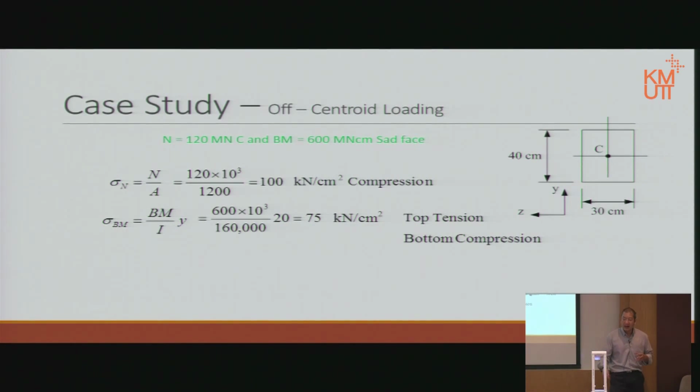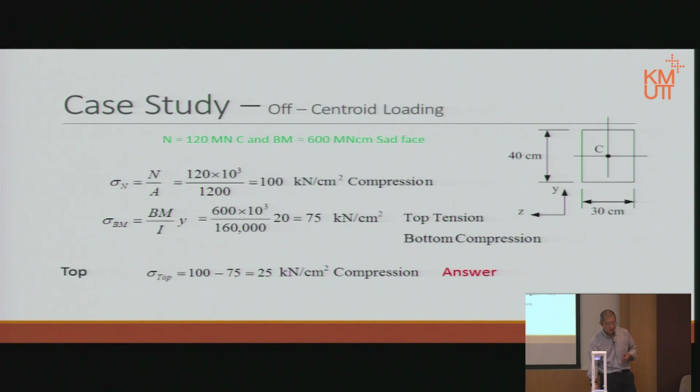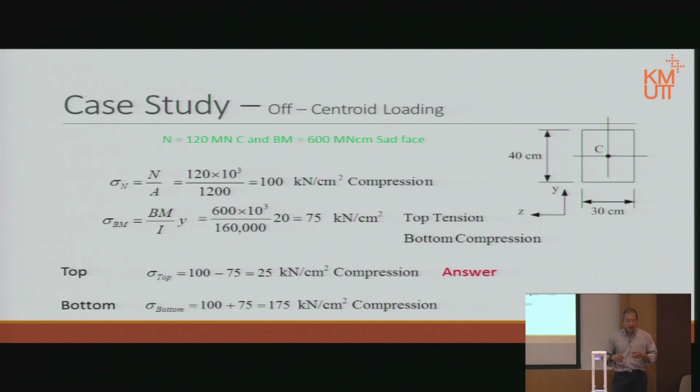Now, when we combine, on the top, because one is tension and one is compression, the combined effect is one minus the other. That's the equation, and that's the answer as well. At the bottom, because they both are compression, when you combine the effect, it becomes even more compressed. Therefore, the mathematical model is positive, is plus, and both become compression. And that is the other answer.